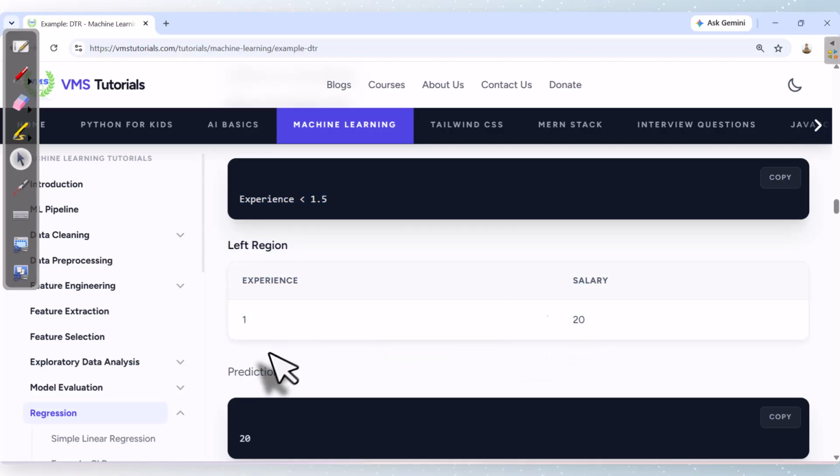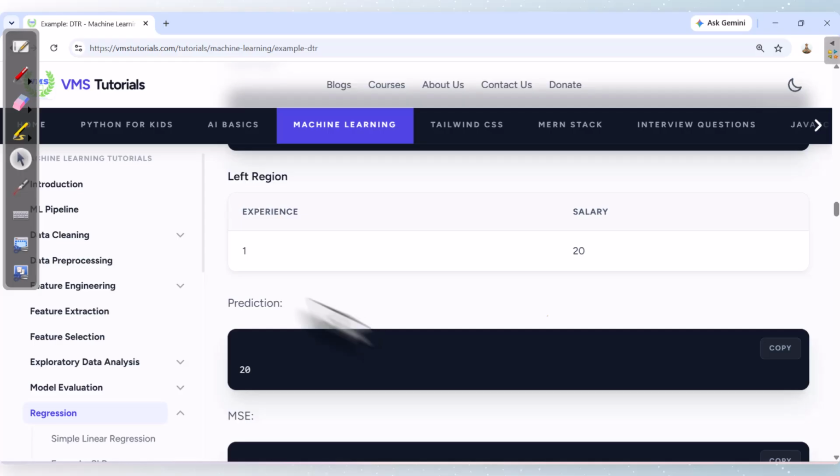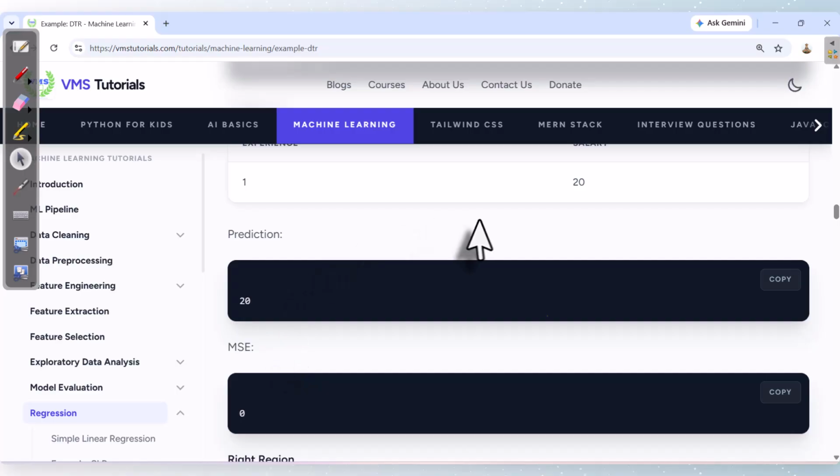Okay. Now we have only 1 point. So that is 120. This is the left region. Now calculate the MSE for the left region and then calculate the MSE for the right region. Then total it. Now the left region is okay. Prediction is 20 because we have only one value. So prediction is 20. The error is 20 minus 20, that is 0. Mean square error.